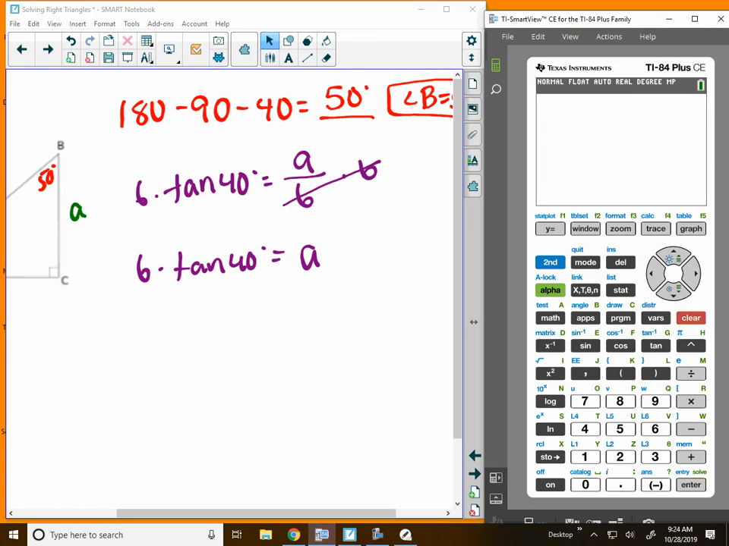Grab your calculator. We've got some work to do. Now your calculator is probably not ready to be used for these problems. I'm going to help you with the settings part. There are some settings that we may need to change.